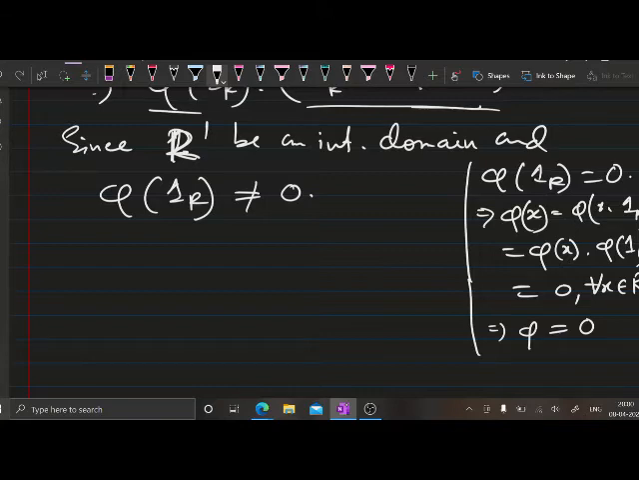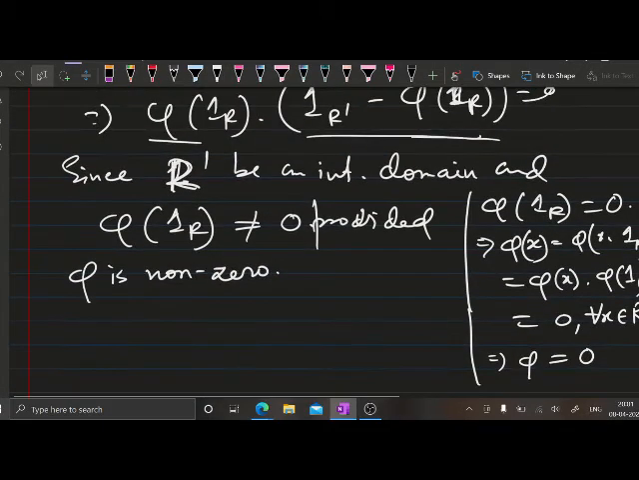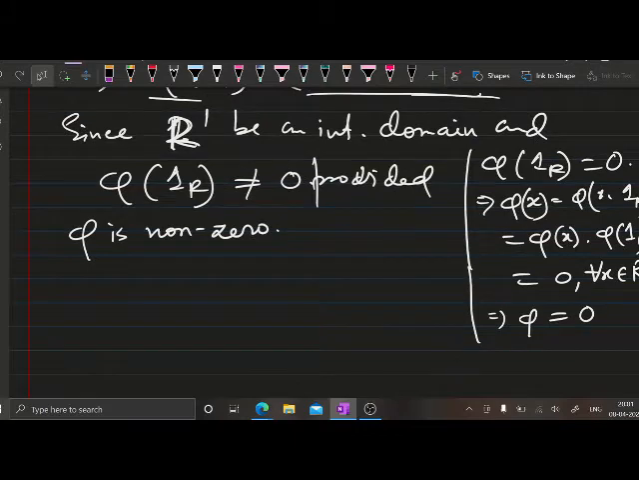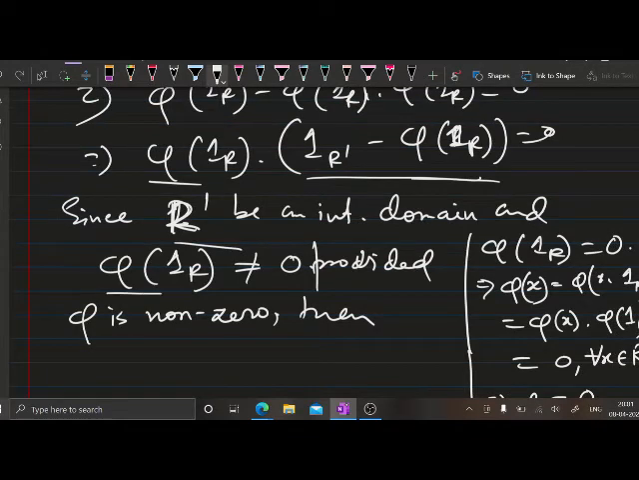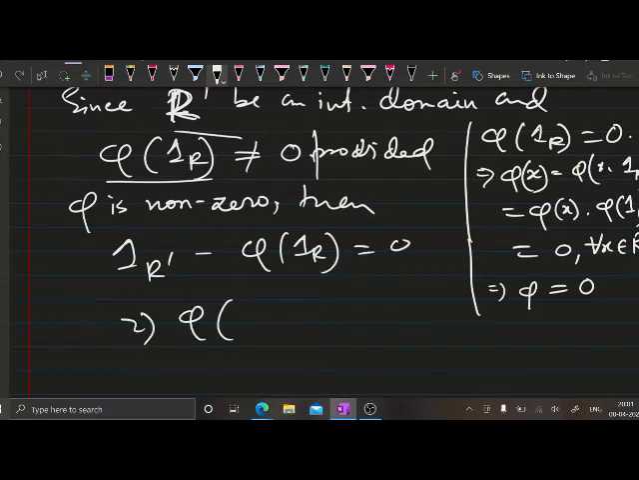So the only possibility is that phi is the 0 function, provided we take that phi is non-zero. Then you can say that phi of 1R is not equal to 0. Then since R dash is an integral domain and phi of 1R is not equal to 0, 1R dash minus phi of 1R must be 0. So that is phi of 1R is equal to 1R dash.